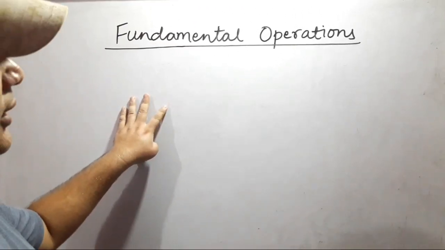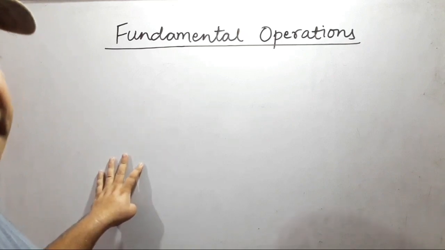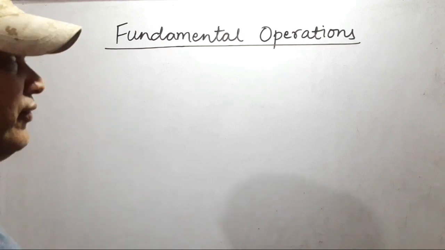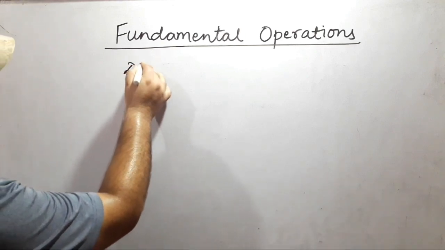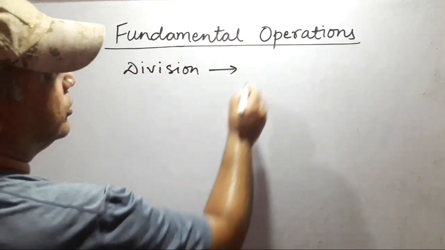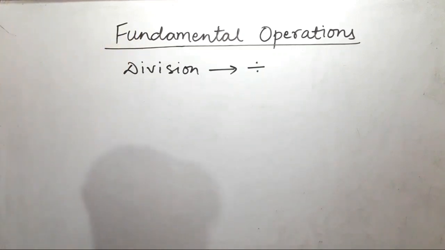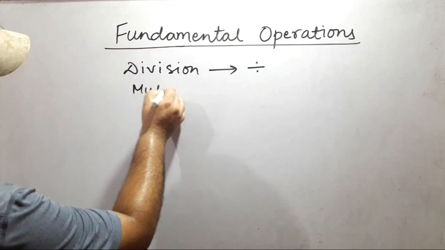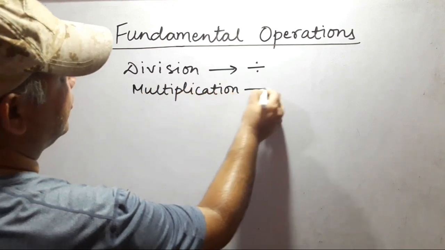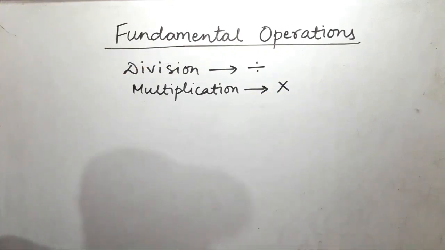Fundamental operations, that is the basic operations. So what are the basic operations that we use in mathematics in our daily life? Let's see them serially. The first operation is division. So we use this sign divide for performing the division. The next operation is multiplication. So for this operation we use the cross sign, which is called multiply.